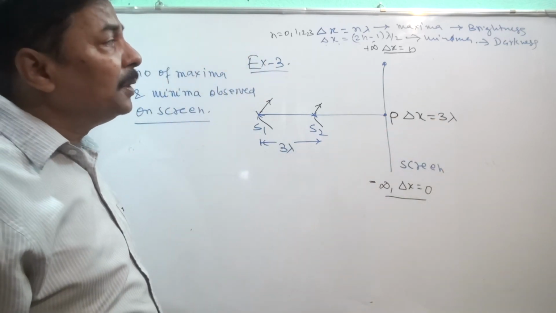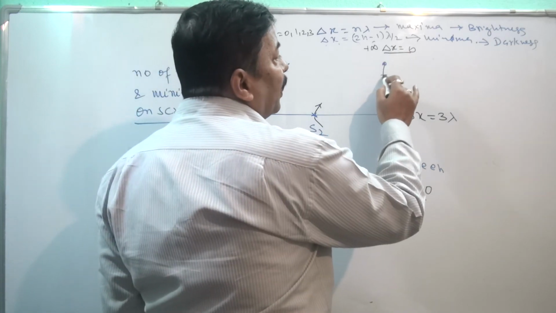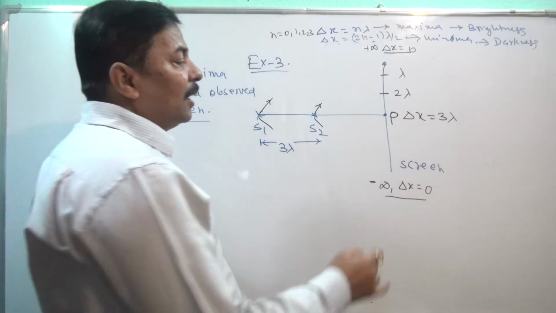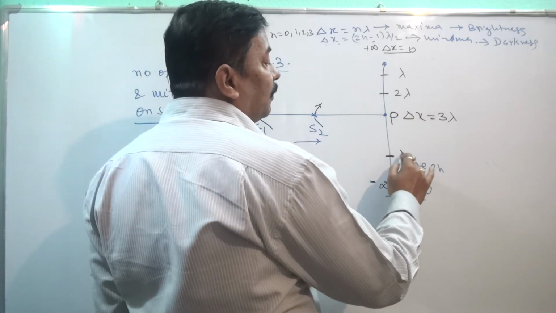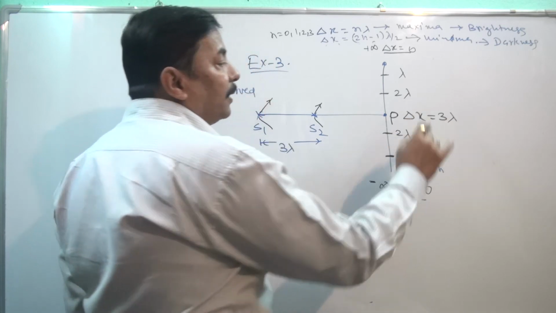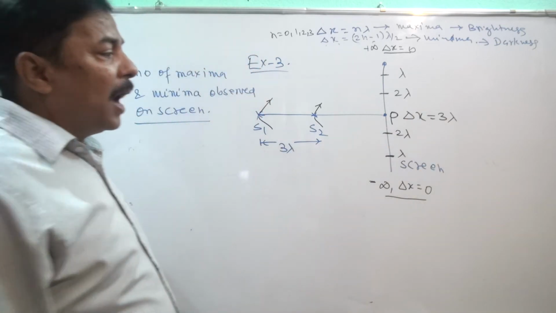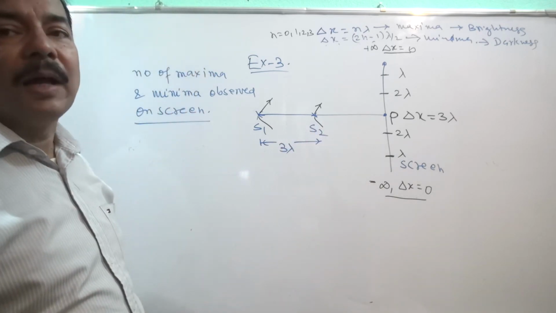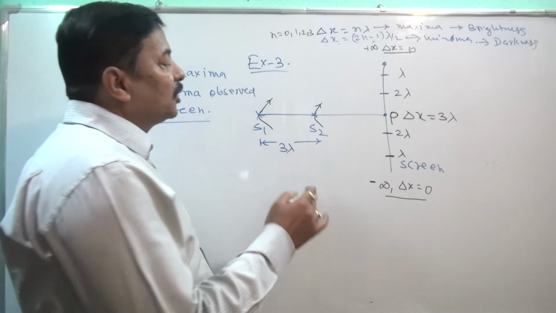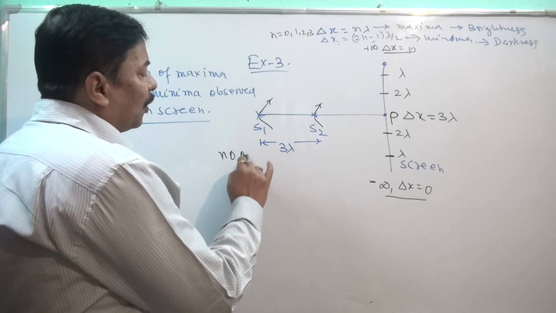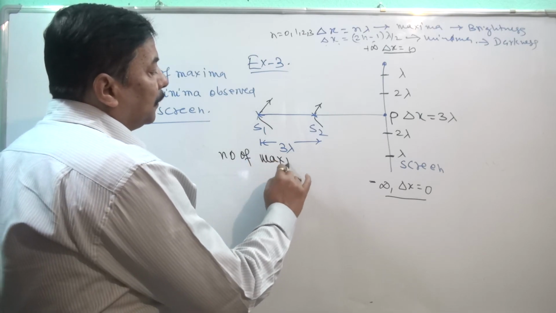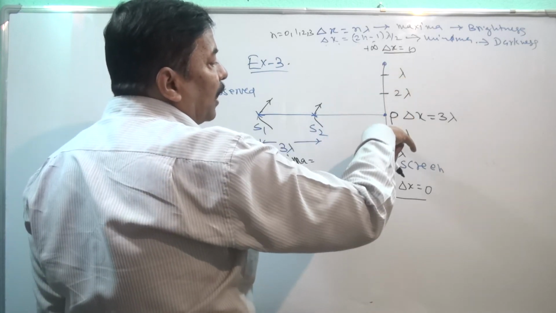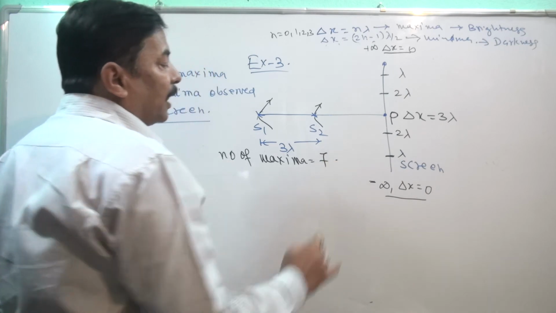What does it mean? Here it is 0, then somewhere it will be lambda, somewhere 2 lambda, and then 3 lambda. Similarly on the other side, 0, then lambda, 2 lambda, and then 3 lambda. So path difference 0 or lambda, that is, an integral multiple of lambda, gives maxima. So number of maxima: we are getting 1, 2, 3, 4, 5, 6, 7. So the number of maxima is 7.